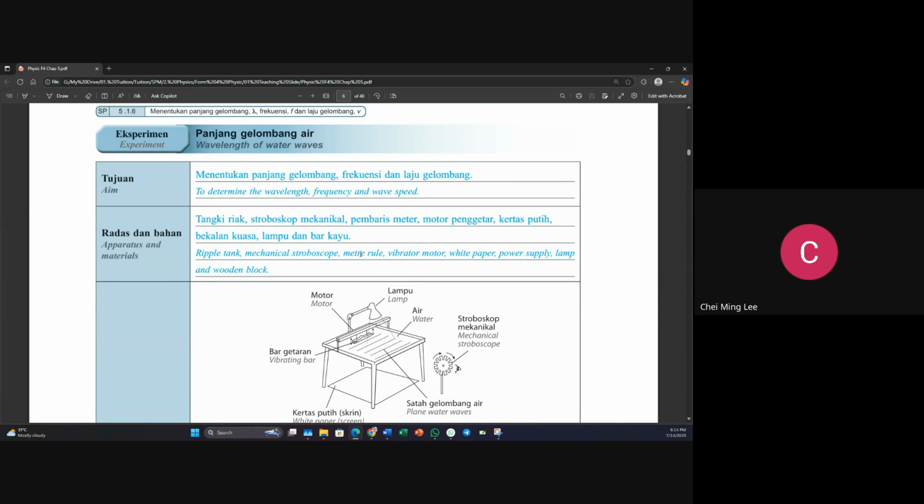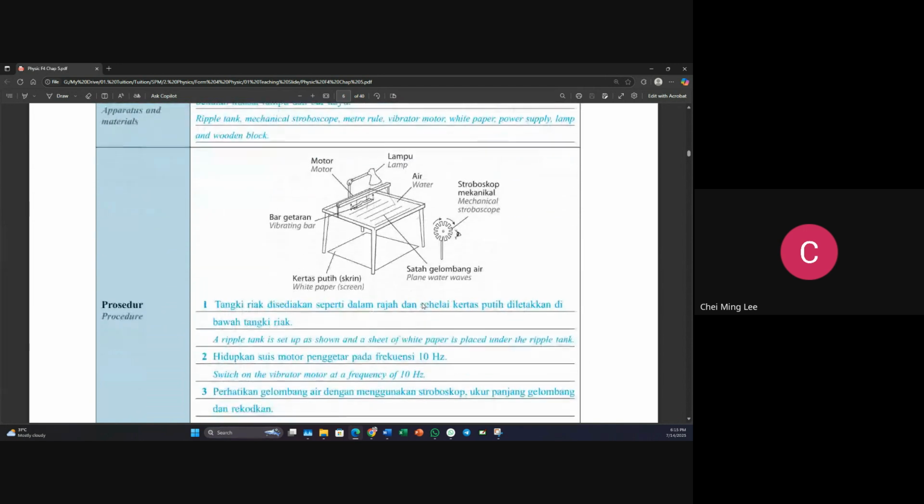And then we have a meter ruler and a vibrator motor. The vibrator motor hits the vibrating bar to create waves on the water. The white paper placed underneath acts as a screen to show the wave pattern. Then there is a power supply, a lamp, and a wooden block. So this is how the setup looks.